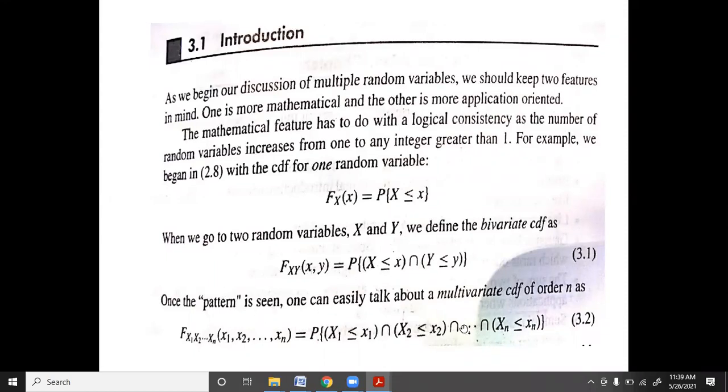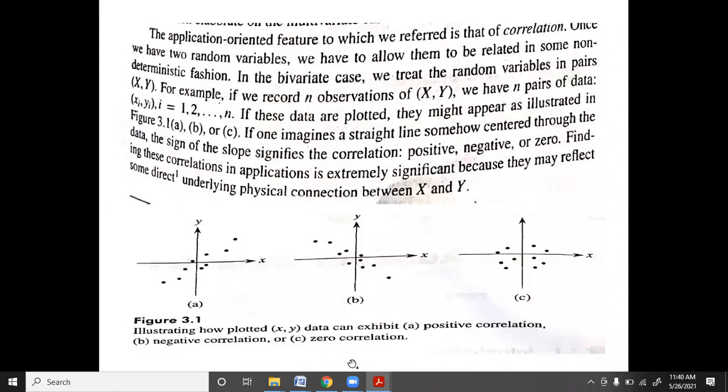Now extending it to a multivariate, that means if in place of x, y, say if you have x1, x2, x3, ..., xn, different random variables, then this will become the total probability corresponding to that, and the CDF corresponding to that will be equal to the intersection of each of the cases. That is x1 less than or equal to x1, intersection x2 less than or equal to x2, intersection ... xn less than or equal to xn. Okay, so that can be extended in that way.